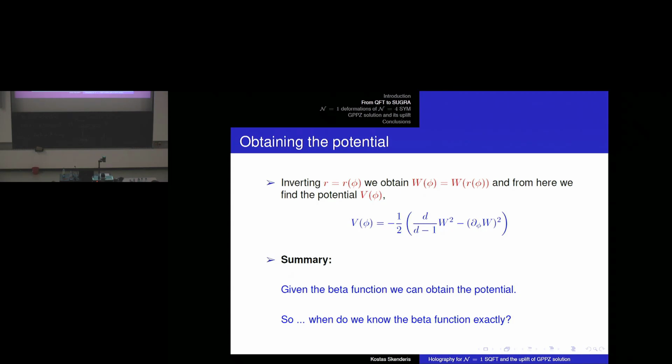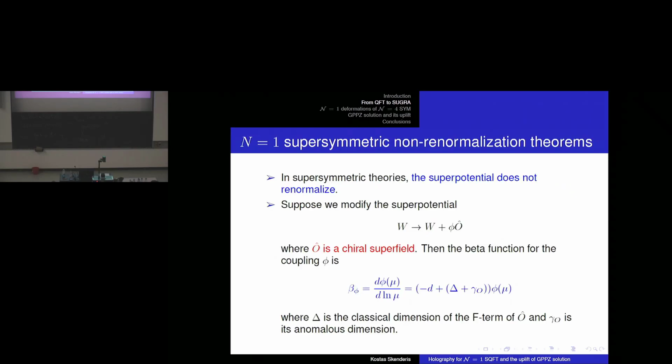So now the next step would be to discuss this in the most controlled possible case. Suppose you have an N=1 supersymmetric system. Now the oldest of the normalization theorems is that superpotential terms do not normalize. So suppose we modify the superpotential of our theory by adding a new term, where this Ô is a chiral superfield, and this is the corresponding coupling.